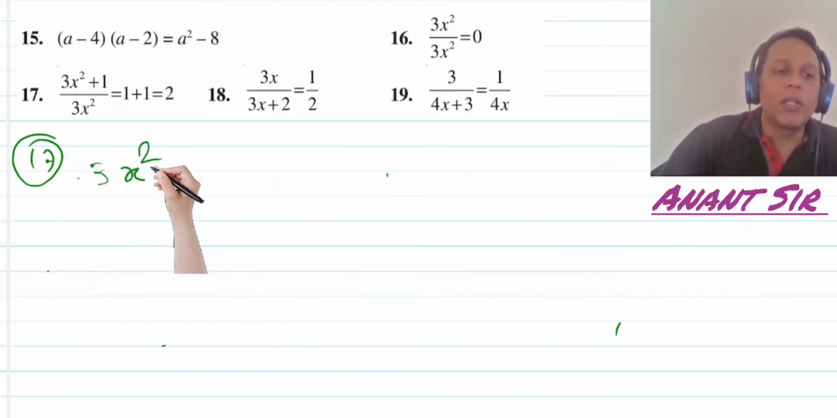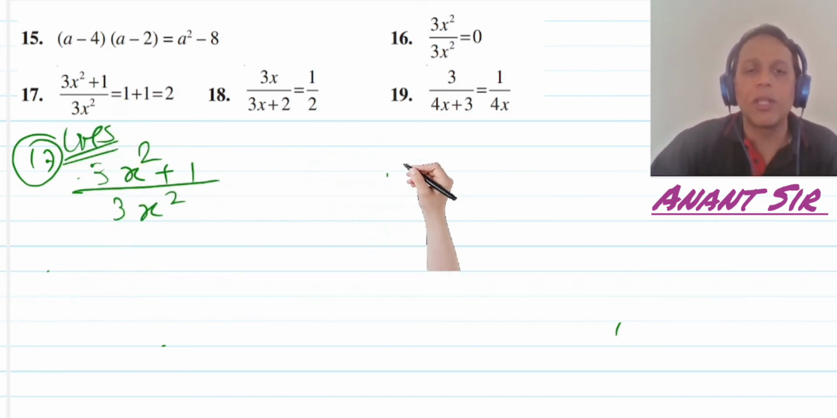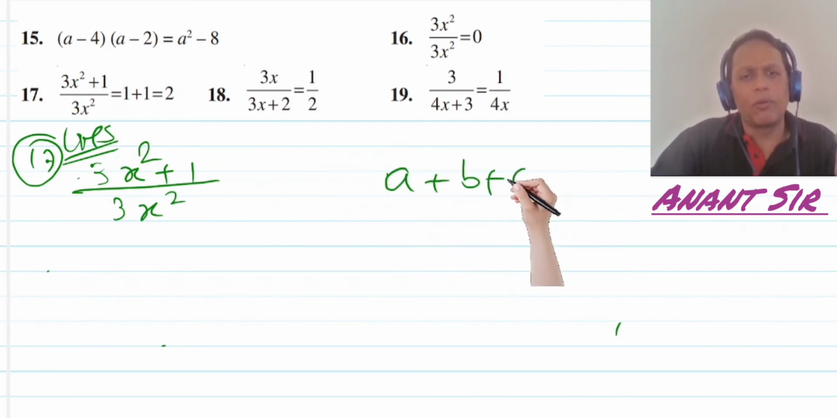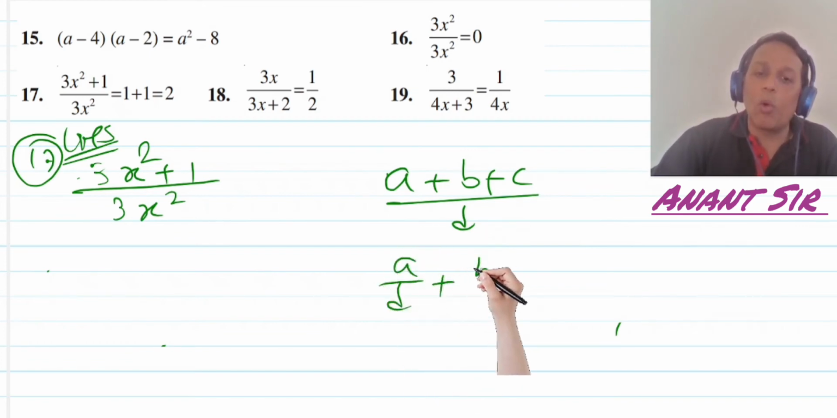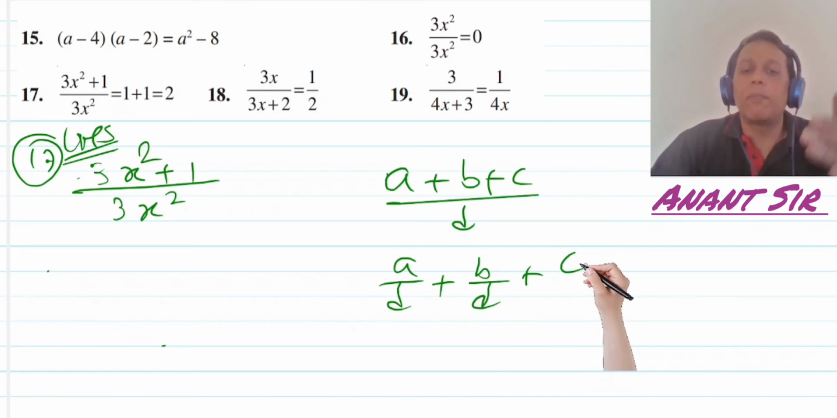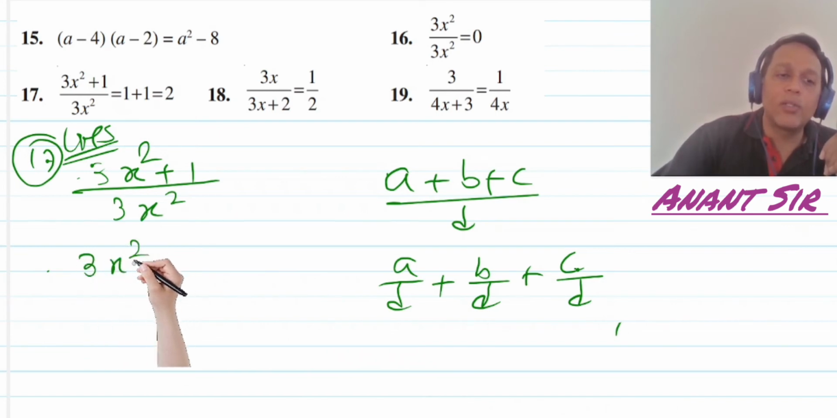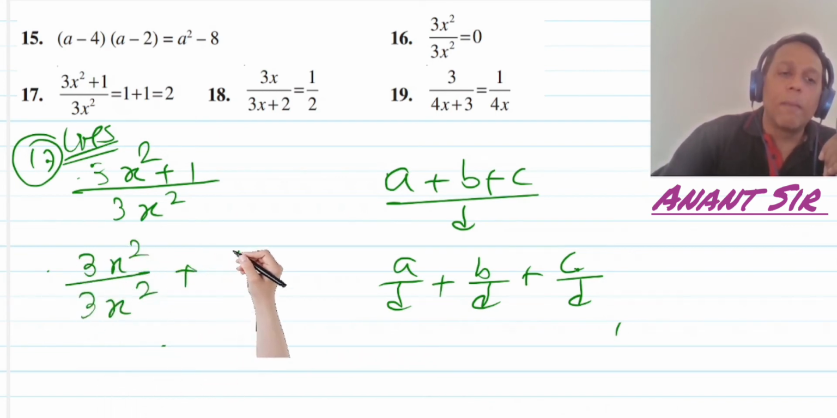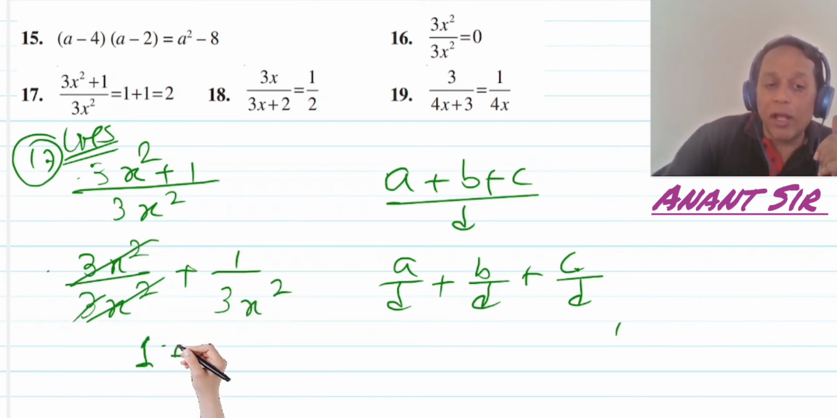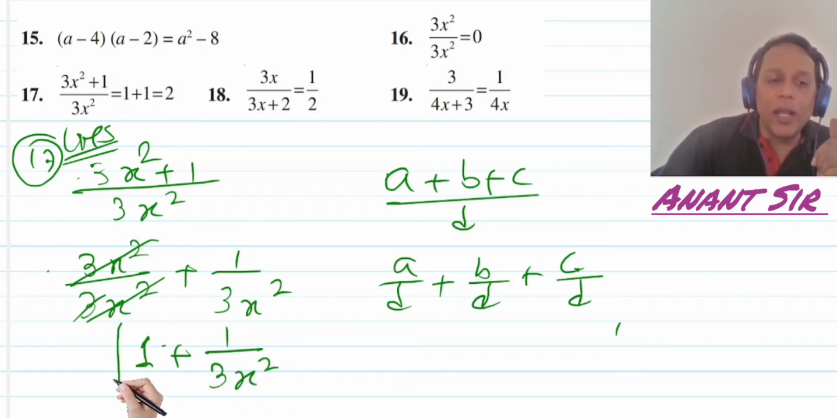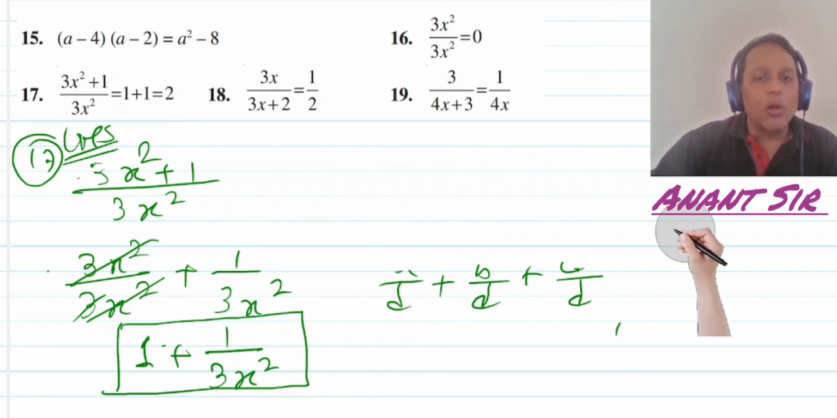So now how to solve this 3x square plus 1 by 3x square? This is the question. I have written the LHS now. Okay, how to solve this? We know that if there are a few terms in the numerator and one term in the denominator, that means that denominator is common to all the terms. So it is a by d plus b by d plus c by d. Similarly, here also I can do it like this 3x square by 3x square plus 1 by 3x square. Now this will get cancelled and what will be the answer here? 1. 1 plus 1 by 3x square. Now we cannot solve this further. Correct? So this is our final answer. You cannot solve this further.